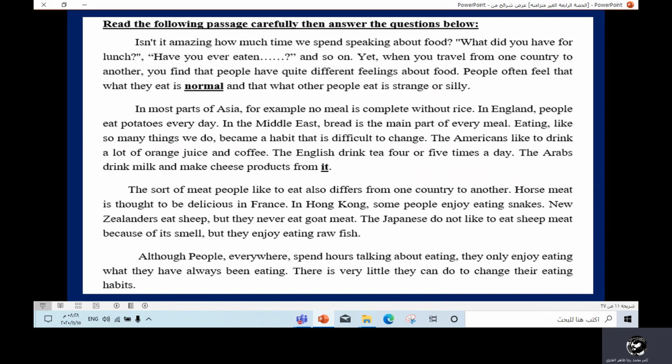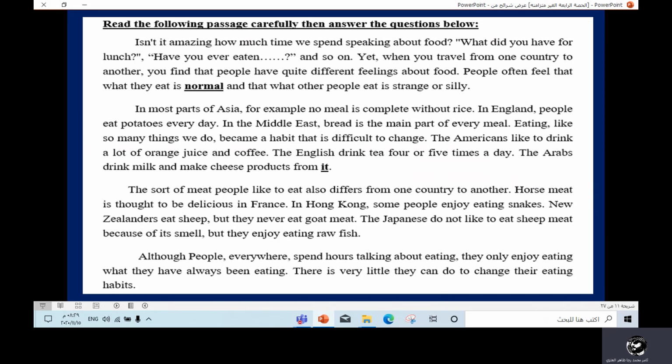Isn't it amazing how much time we spend speaking about food? What did you have for lunch? Have you ever eaten? And so on. When you travel from one country to another, you find that people have quite different feelings about food. People often feel that what they eat is normal, and that what other people eat is strange or silly.